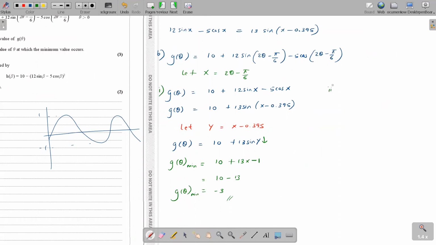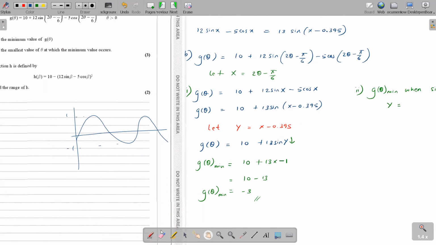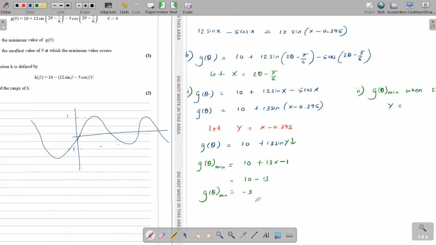So Roman number 2, to get the minimum. Now you know the G theta minimum occurs when your sine y becomes -1, right? So it occurs when the sine value is becoming -1. So all you got to do is now figure out the angle. What are the angles here? I think you can see here, this is the sine graph that I've drawn. If I keep drawing the sine graph over here, you can see you get -1.